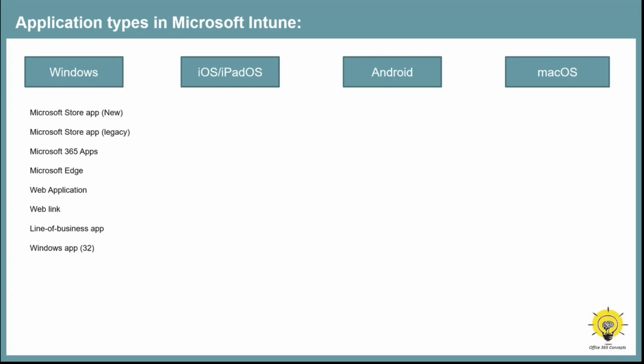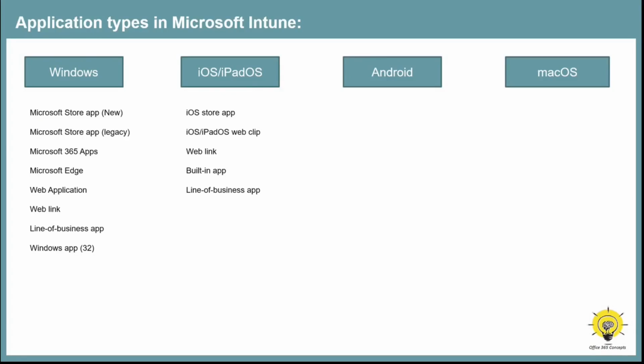For Windows devices, you can add applications from Microsoft Store. You can install Office applications like Word, Excel, or Outlook. You can install Microsoft Edge on the machines. You can create web links for the web applications. If you have applications that are developed by your own developers, you can install those applications. And if you have Windows 32-bit applications or Win32 applications, you can install those applications as well.